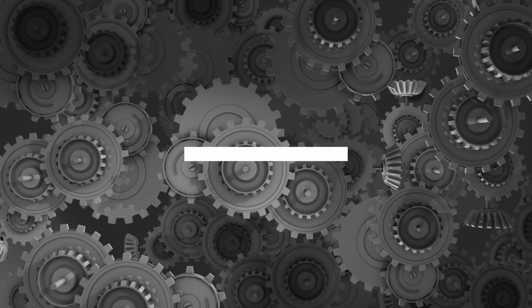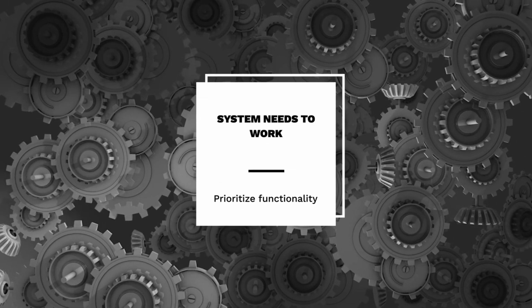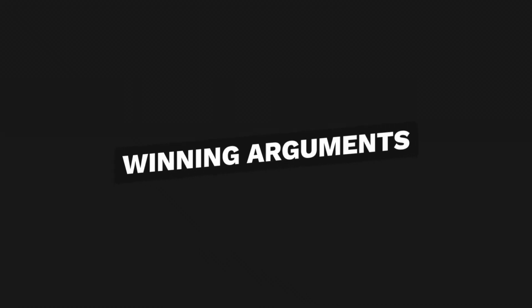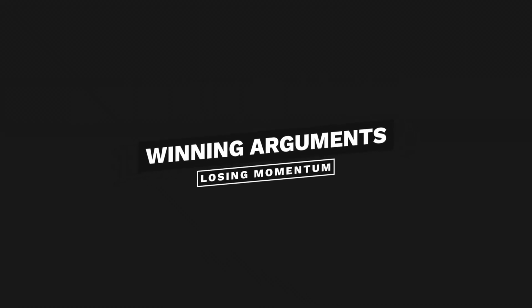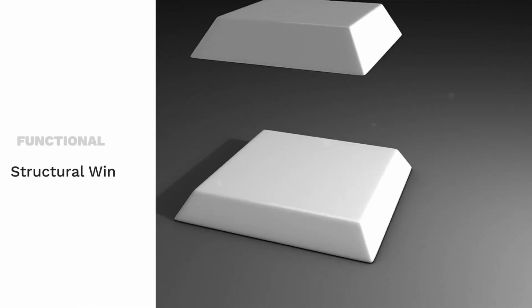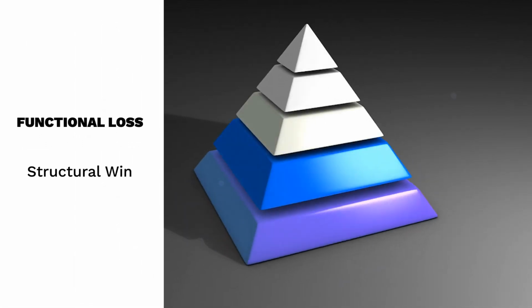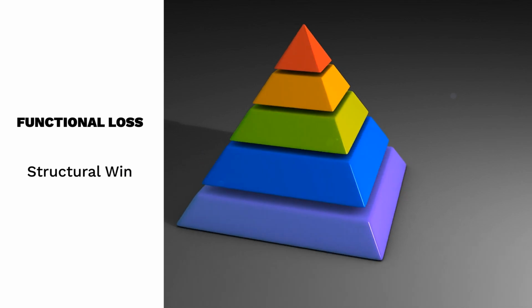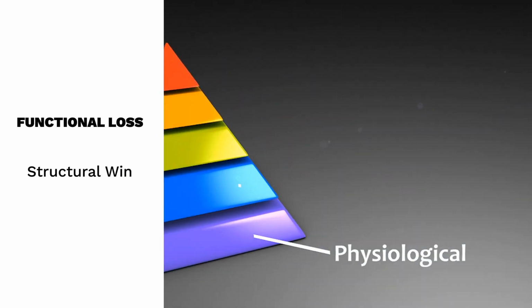The psychology of the 1% in this domain is clinical neutrality. You don't need to be right, you need the system to work. If you spend your energy winning the argument, you are losing the war for momentum. The architect is willing to take the functional loss of admitting a personal error if it leads to a structural win for the alliance. You prioritize operational integrity over ego preservation.